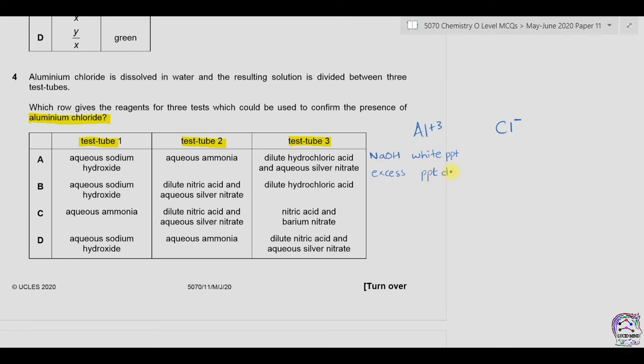For aqueous ammonia, again white precipitate is formed, and this white precipitate is insoluble in excess.